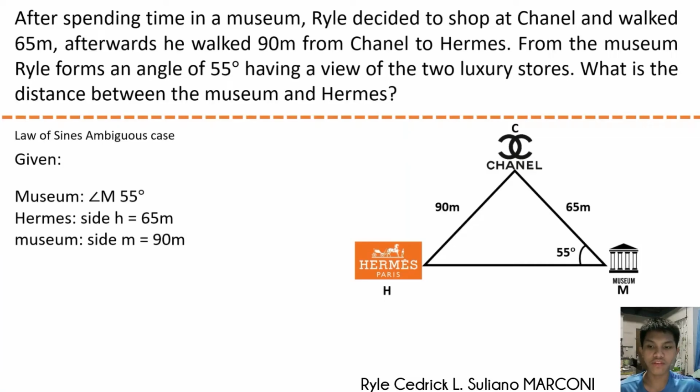After spending time in the museum, Ryle decided to shop at Chanel and walk 65 meters. Afterwards, he walked 90 meters from Chanel to Hermes. From the museum, Ryle forms an angle of 55 degrees having a view of the two luxury stores. What is the distance between the museum and Hermes?